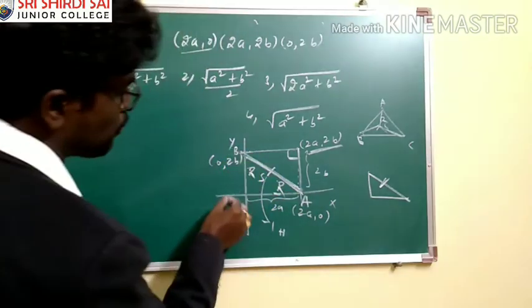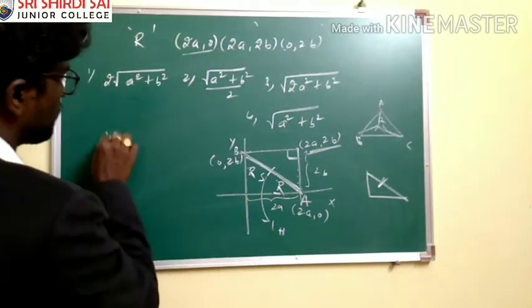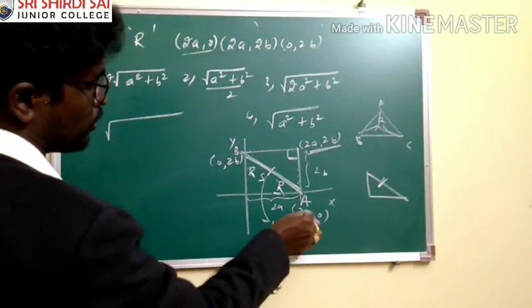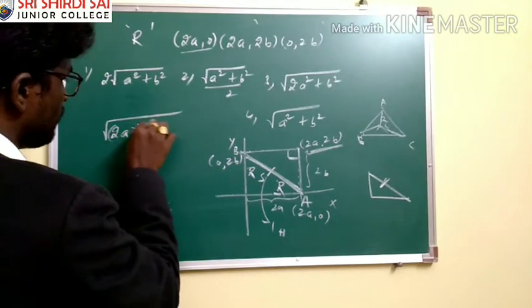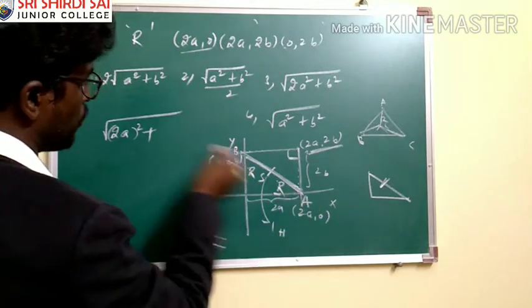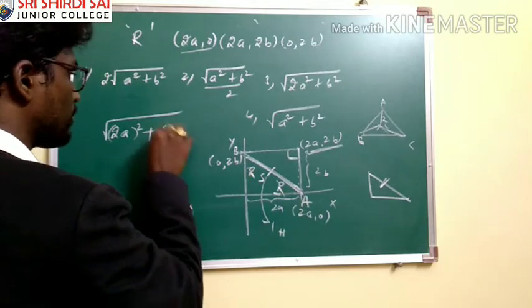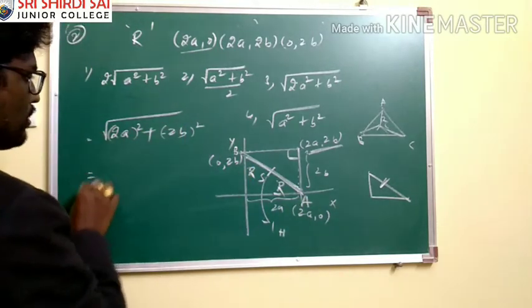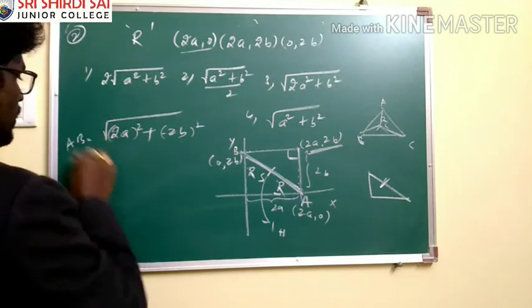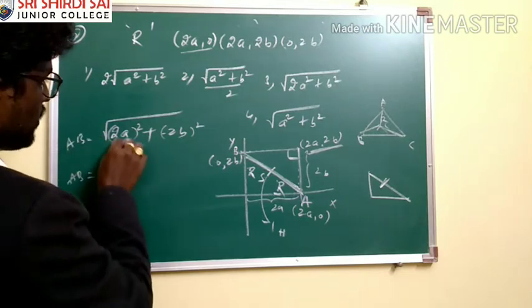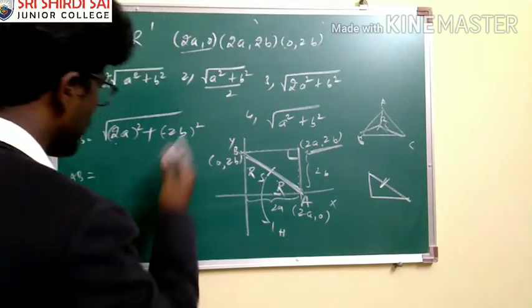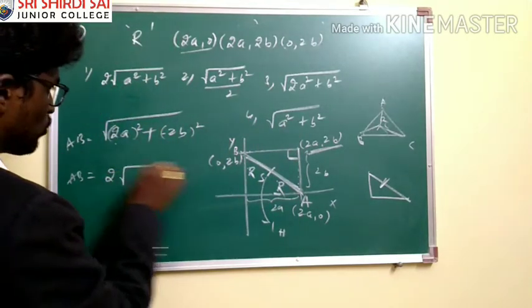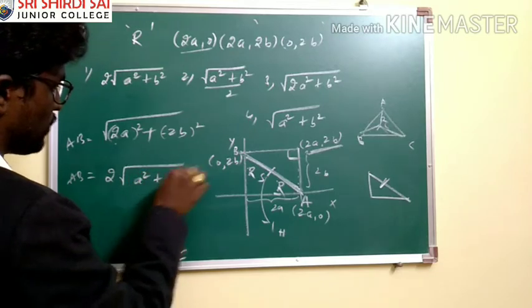What is the distance between the 2 points 2a comma 0 and 0 comma 2b? Root over of (2a minus 0) whole square, means (2a) whole square, plus (0 minus 2b) whole square, means minus 2b whole square. Therefore AB is equal to root of 4a square plus 4b square, and here also minus 2b whole square means we will be getting plus 4. 4 if you take common factor, you will be getting 2 times root of a square plus b square.